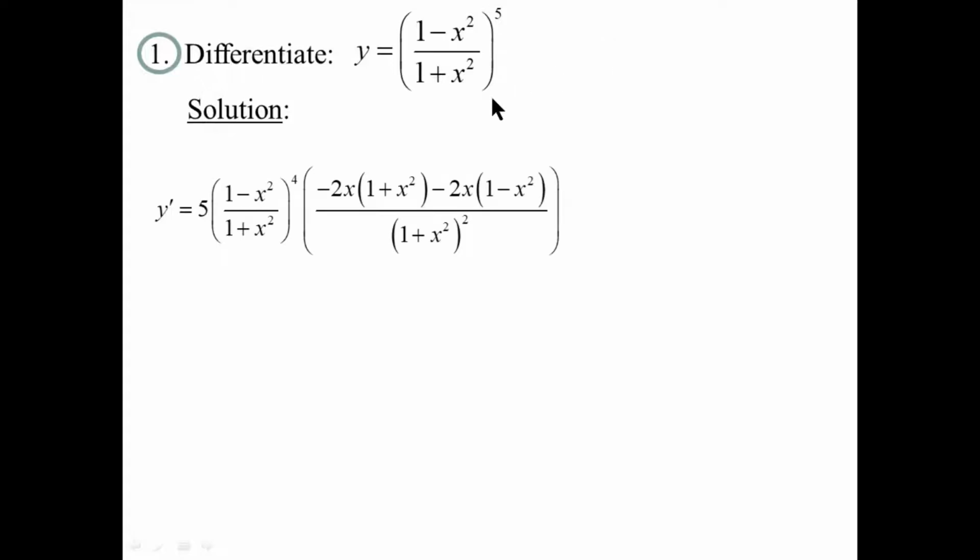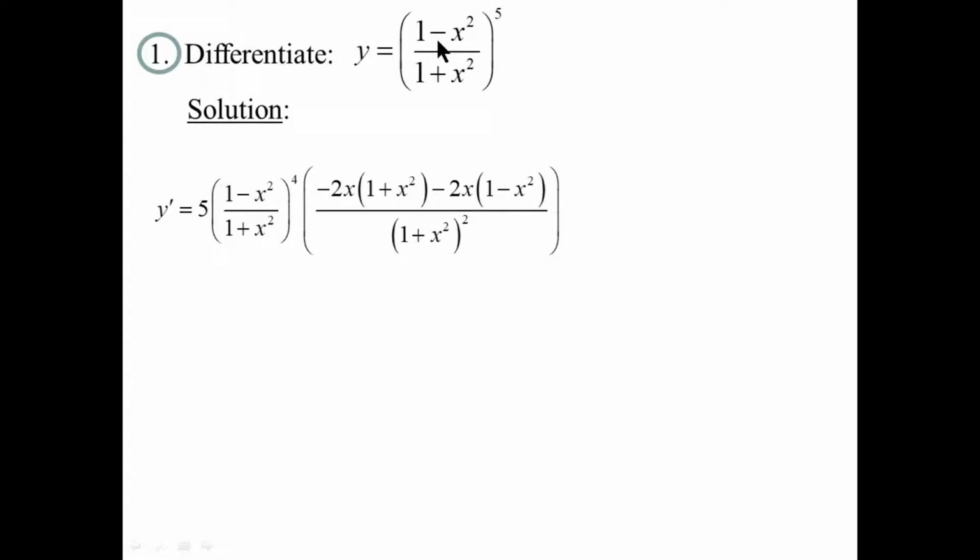Differentiate the function. We can start by applying the power of a function rule. We'll go 5 times all of this to the 4, times the derivative in here. That will be our approach. Power of a function rule: so it will be 5 times all of this to the 4, times the derivative in there.